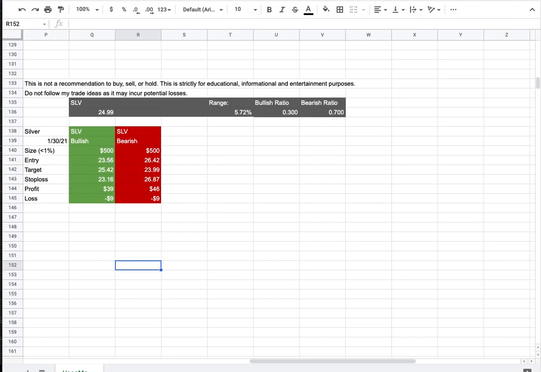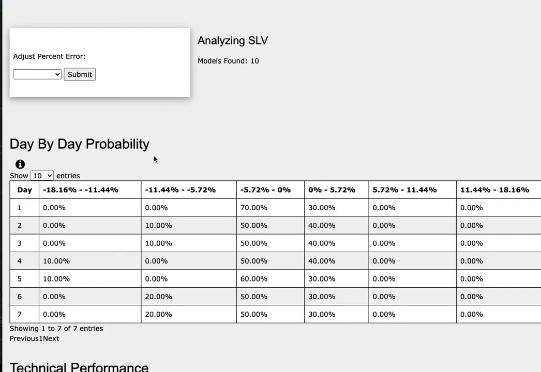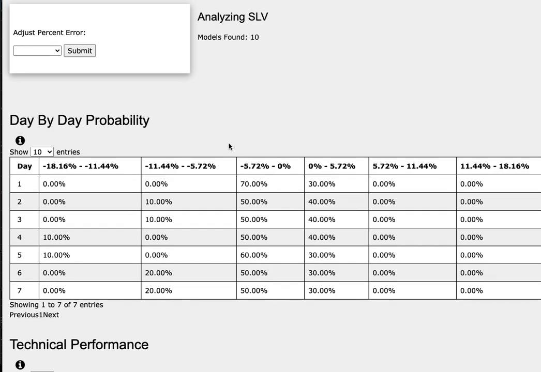So how did I develop these trade ideas? It all comes from the day-by-day probability model, which is available in the link below, so do check it out. As we progress to the 5th day or week of trading, we have a 30% chance for silver to climb between 0 to 5.7%, a 60% chance to fall between 0 to negative 5.7%, and a 10% chance to fall between negative 11 to negative 18%.